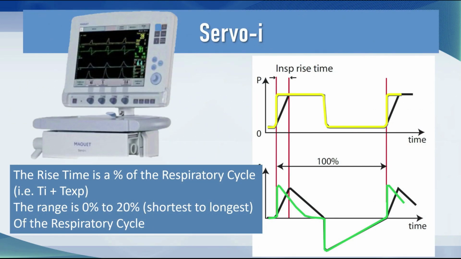The Servo I has a slightly better system in my view, and the rise time is a percentage of the respiratory cycle in control modes. So it's the inspiratory time plus the expiratory time, and the range is 0% to 20%, shortest to longest. So that's 20% of the total time in inspiration and expiration.